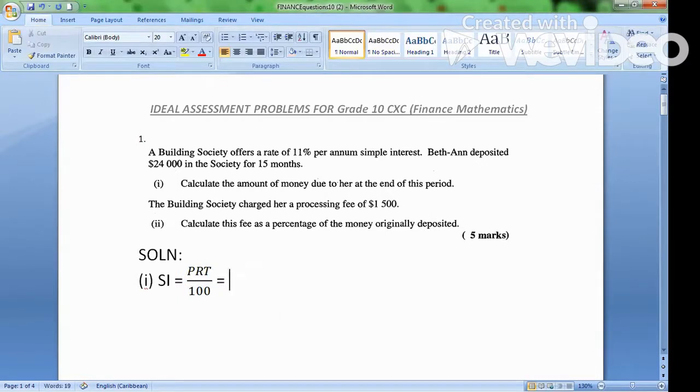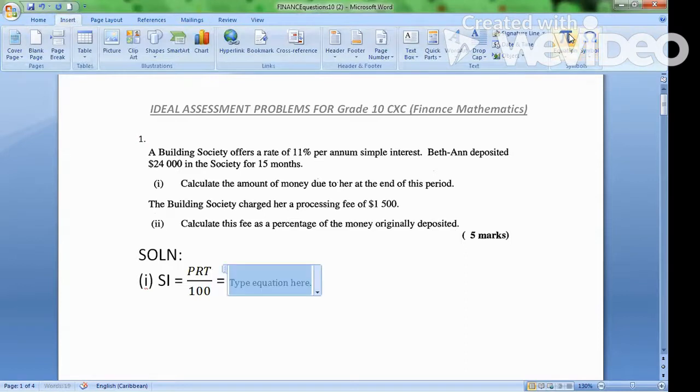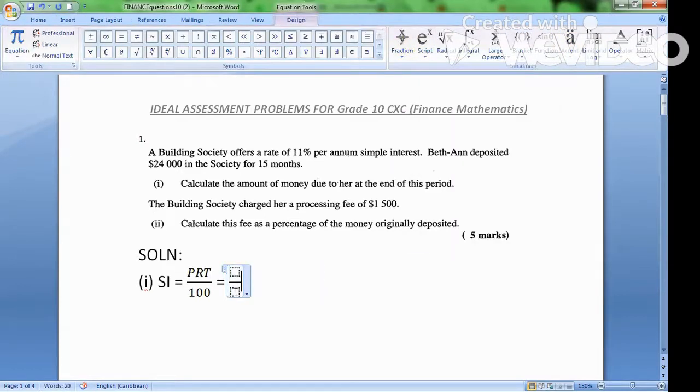Just plug in the values. That's it. So what's the principal? The 24,000. And the rate? The rate would be 11%. What about the years? 15 months will be 1 year and 3 months. 1.3. So 1 year and 3 months.